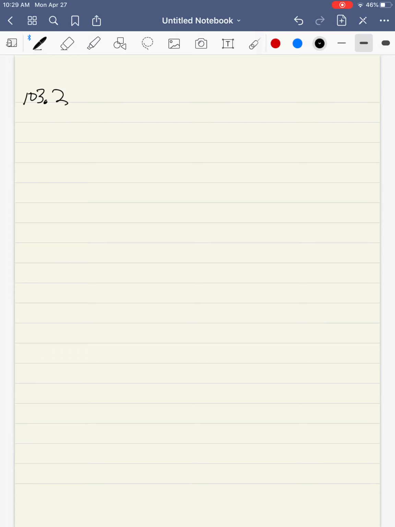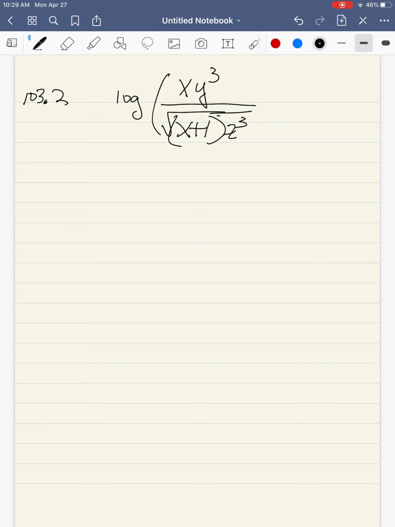It says expand the following into the sum of logarithmic expressions, each of whose argument is linear. So nothing other than a linear expression. So it starts out as log of x y cubed over the square root of x plus 1, and that's here, and the z cubed is also underneath there.